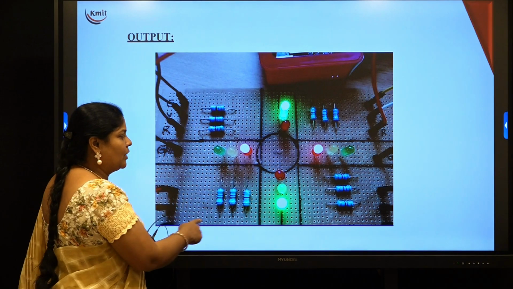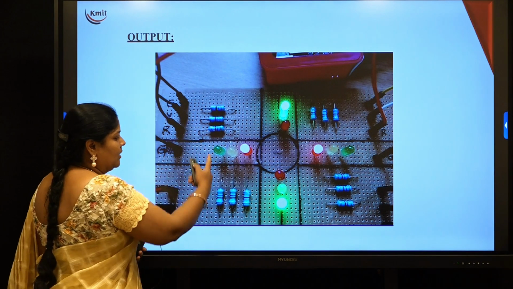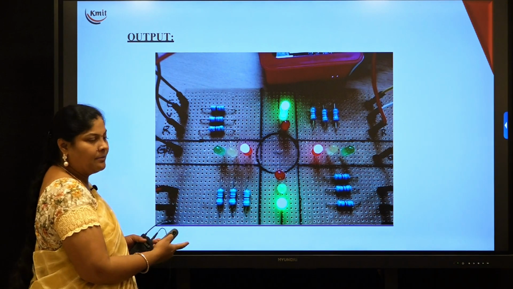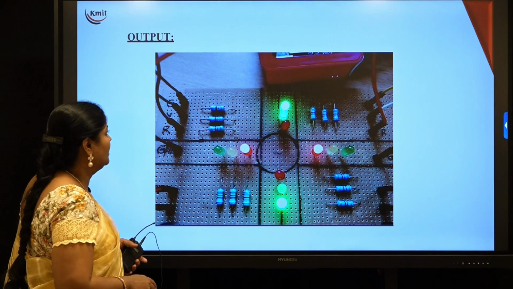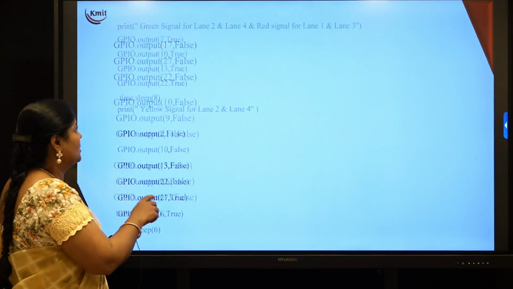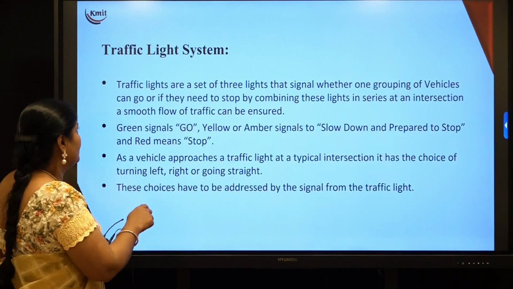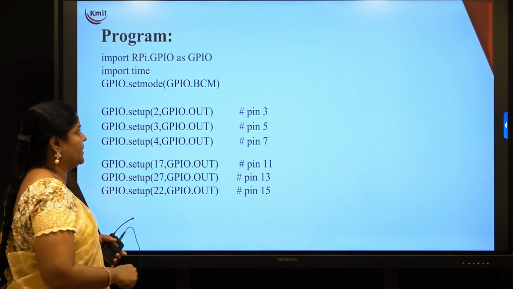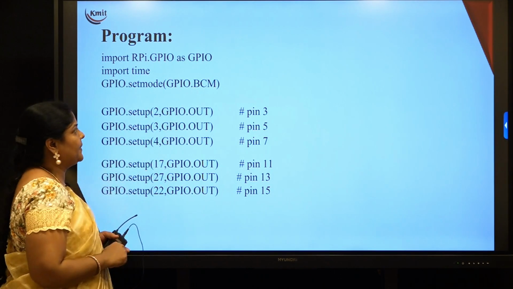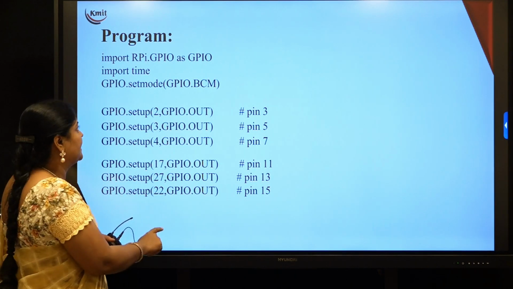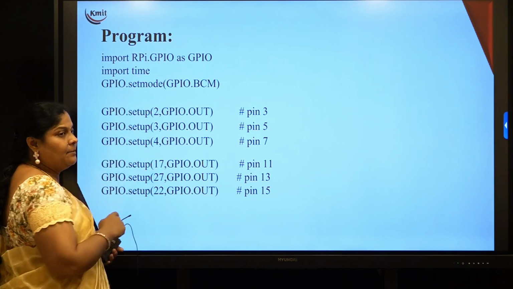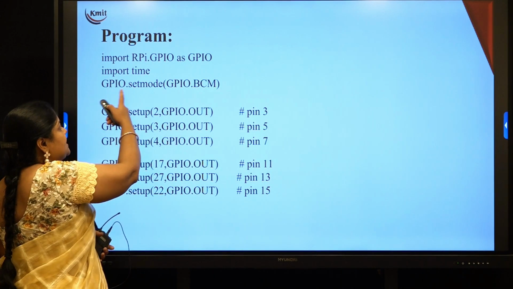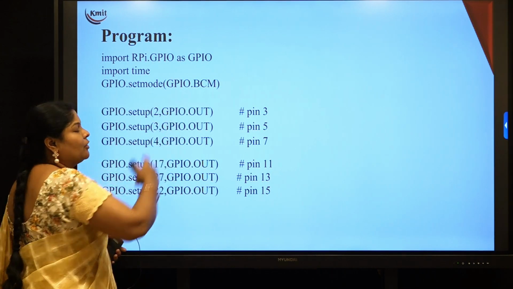So these are the board connections. You should remember which quarter is line 1 and which is line 2, and accordingly write the program. If you see the program, first import RPi.GPIO as GPIO. You are importing the RPi library in order to use its Python methods. Next, import time, in order to use the sleep method, and then GPIO.setmode(GPIO.BCM).